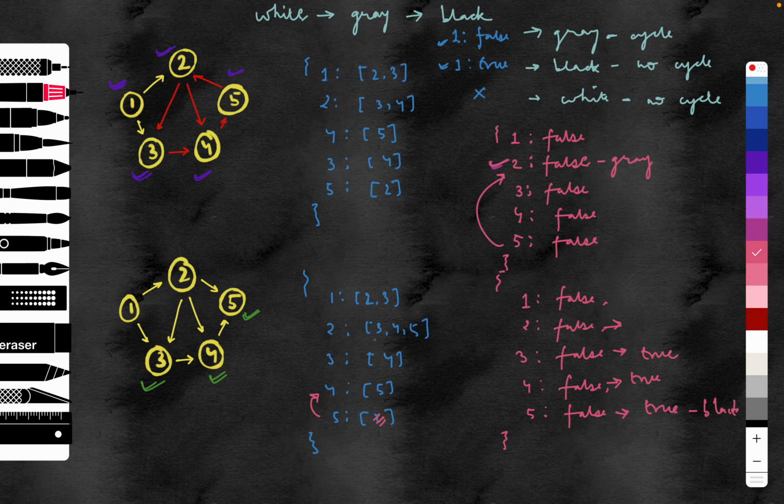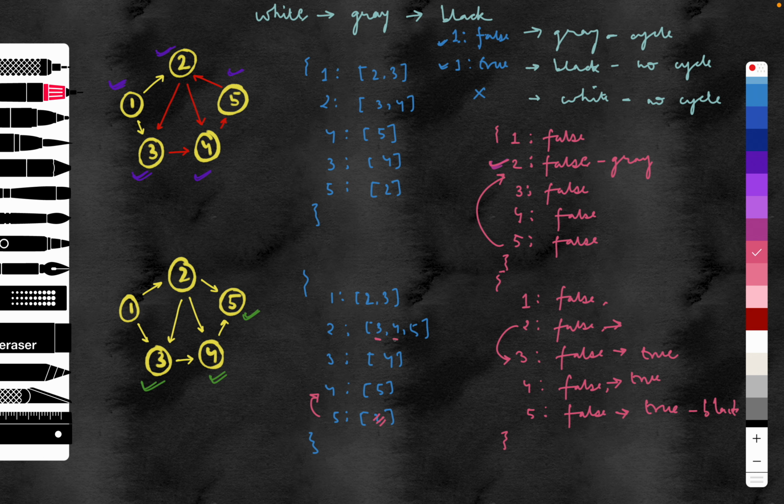Now we are at 2. From 2, we'll go to 3. And we check that it's a black node. So we don't return true, because we haven't detected a cycle. The node that we visited, again, the value for it is present in the map, but the value actually is true. So it's a black node. So there is no cycle.